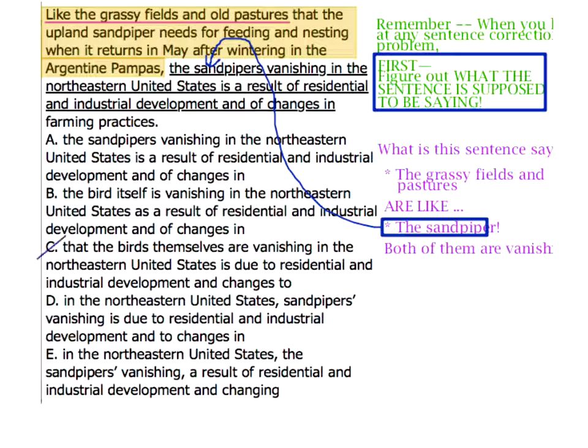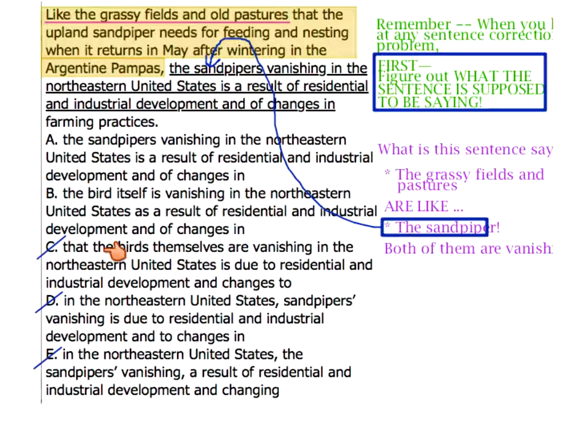That the birds themselves are vanishing is not the bird. In the northeastern United States, sandpiper is vanishing is not the bird. And then same problem with E. And remember that possessives are basically adjectives, right? So sandpiper is vanishing is like fast vanishing, slow vanishing. It's the vanishing. It's not the bird.